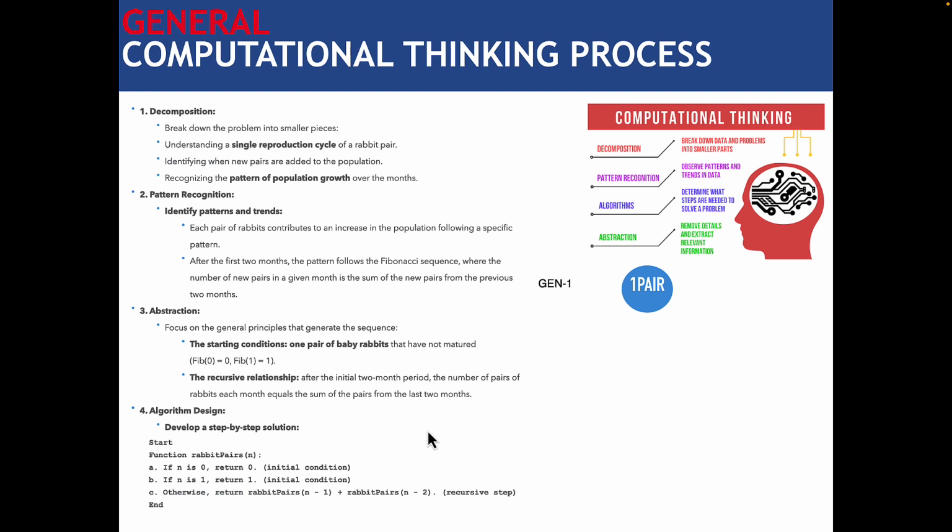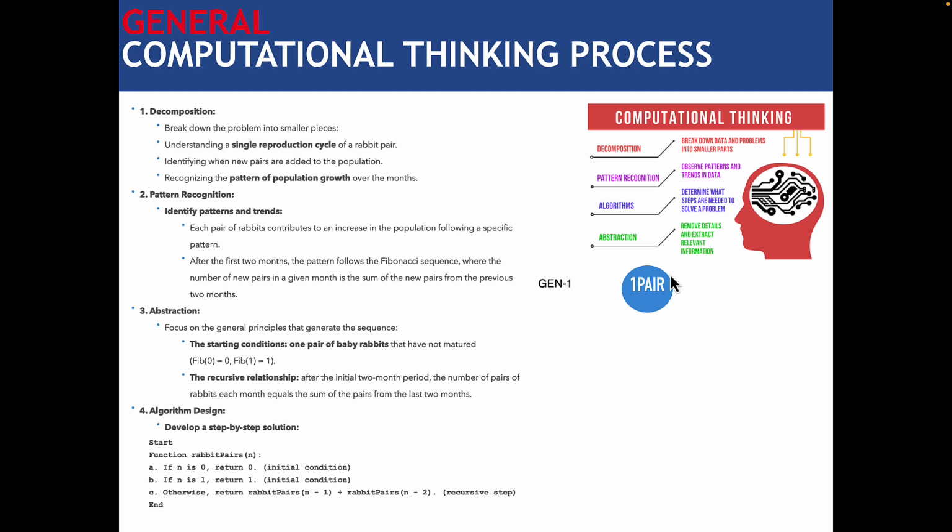Same thing, we're going to follow the computational thinking process, which is decomposing the problem into sub-problems, finding the pattern, defining the algorithm and the abstraction. So here, in generation one, now break down the problem into smaller pieces, understanding the reproduction style and recognizing the pattern.